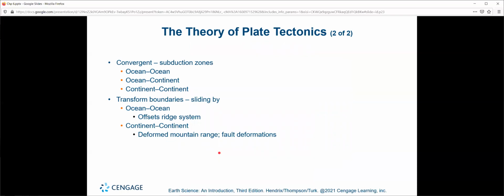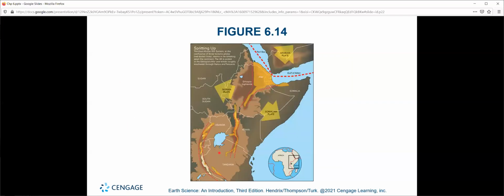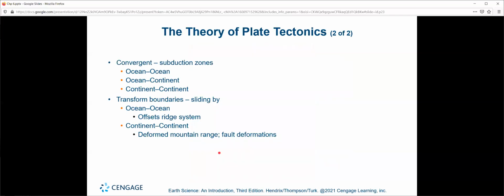Taking that in here, we can talk about other plate boundaries that exist. This is a divergent plate boundary. We also have what we call convergent plate boundaries.